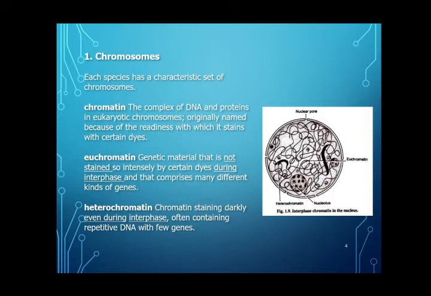Chromatin is a complex of DNA and proteins in eukaryotic chromosomes, originally named because of the readiness with which it stains with certain dyes. Euchromatin is not stained so intensely by certain dyes during interphase, and comprises many different kinds of genes. Heterochromatin is stained darkly even during interphase, often containing repetitive DNA with a few genes.